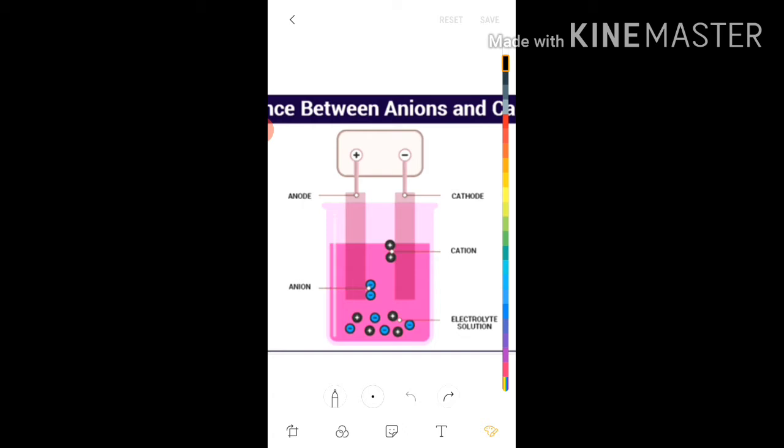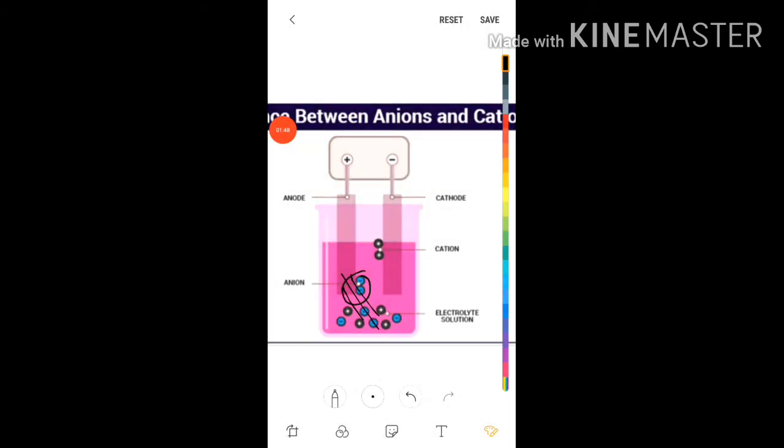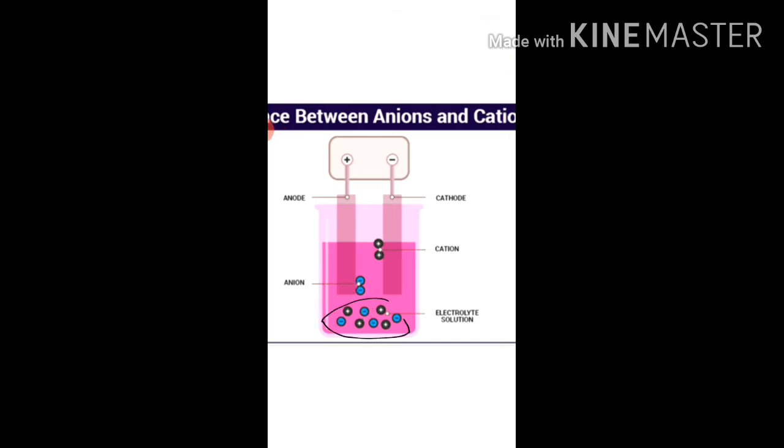Meaning, the negative ions of the solution will be attracted towards the anode. So the negative ions that are attracted to the anode side and stick there, this is called an anion. In the same way, whatever positive ions are present in this solution will be attracted towards the cathode. So this is called a cation, right? So these were the anion and cation.